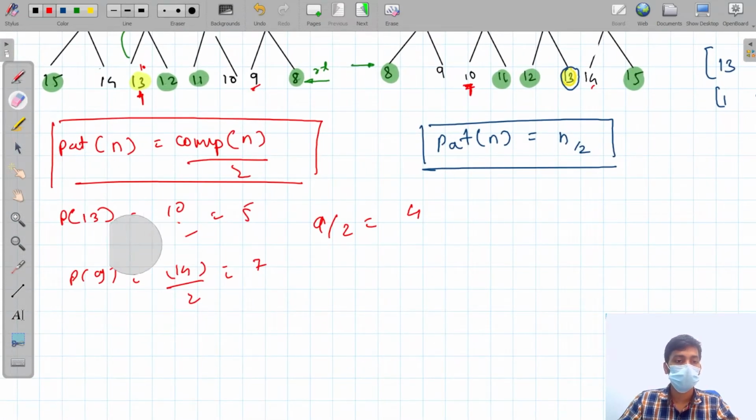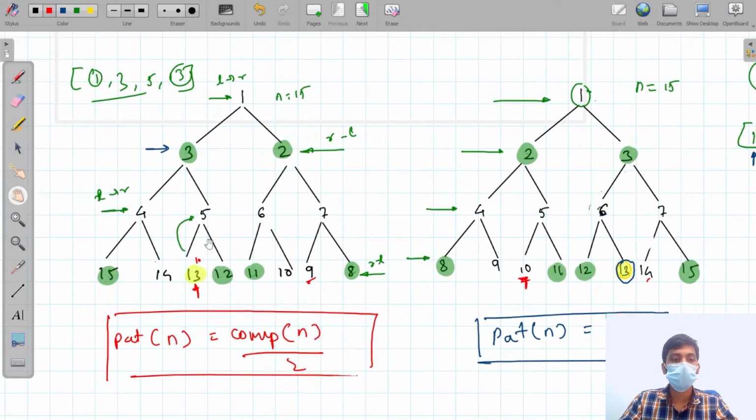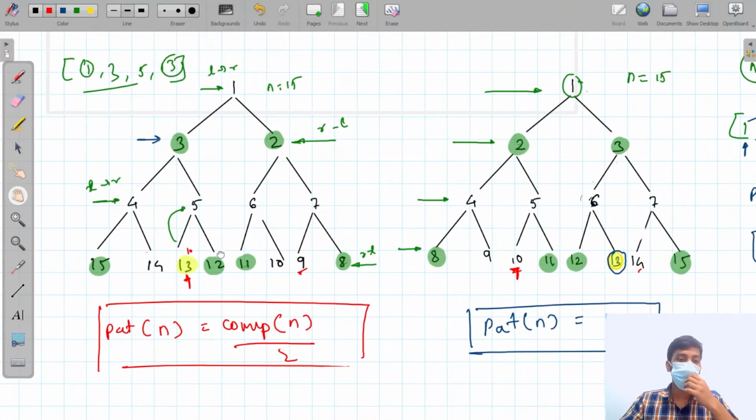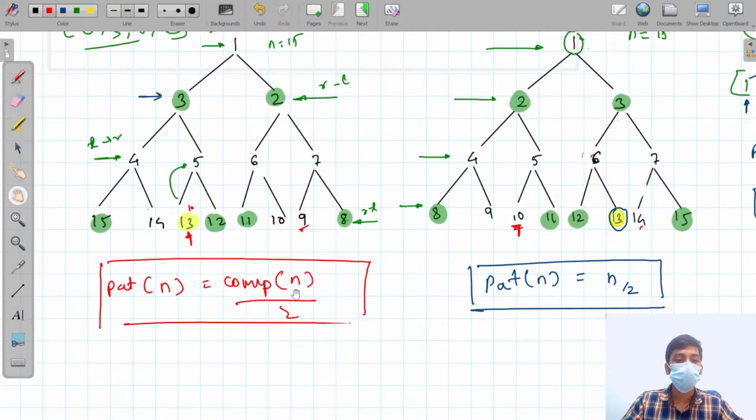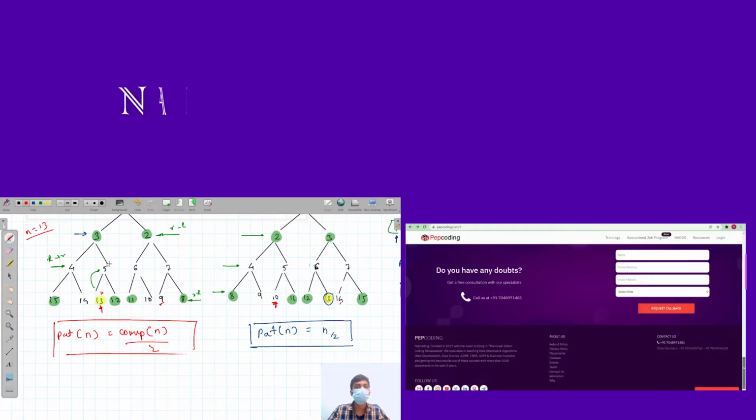Now if we are able to get the parent's value, then how do we find this complement's value? That is, I'm just going to take an integer n equal to, let's say, 13, and find the path from 1 to 13. Then how to find the path? I have derived a formula: if I know the complement, I'll easily be able to find its parent, and then I'll easily get the answer.